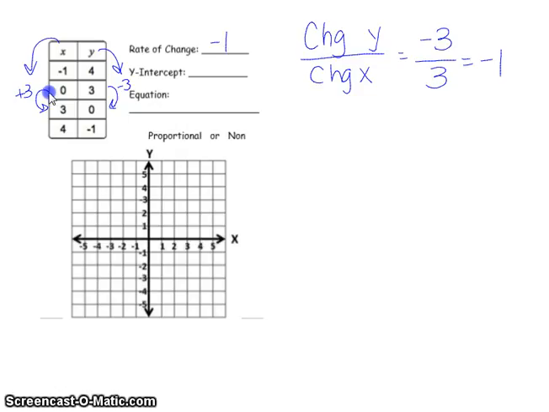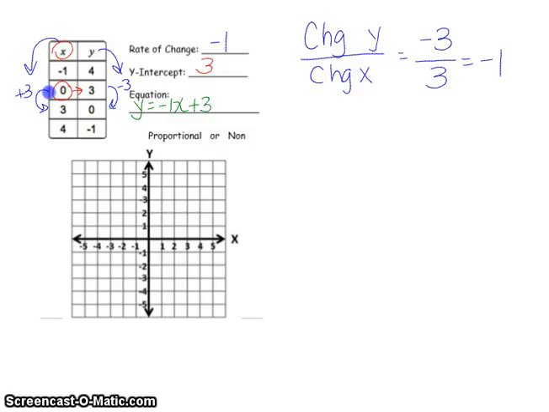In order for me to find my y-intercept, I have to find where my x value is 0, the number that's right next to it, which is 3. That's going to be my y-intercept. So your y-intercept is where x is 0. So now that I have my rate of change and my y-intercept, I can easily find my equation. So my equation is going to start with y is equal to, my rate of change always goes first, so it's negative 1x plus 3.